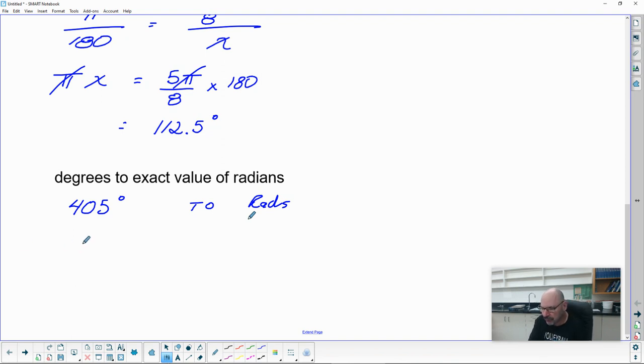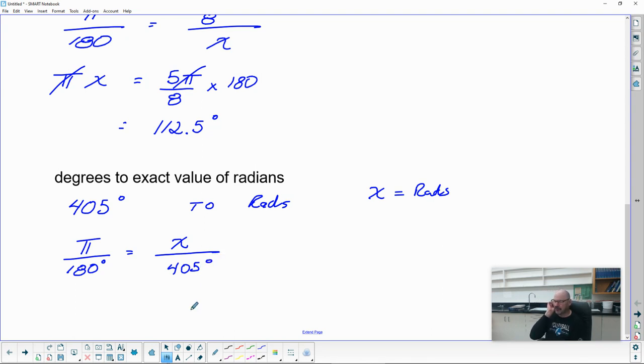Okay, so it's the exact same technique that you used before. So we're going to go pi over 180. But this time our x is going to be where the radians are because we're looking for radians this time. Now you don't have to write that, I can understand depending where you put the x's. And then we have our 405 degrees on the bottom. Okay? And this is the only place where, when you want an exact value, you're going to do some reducing into a fraction.